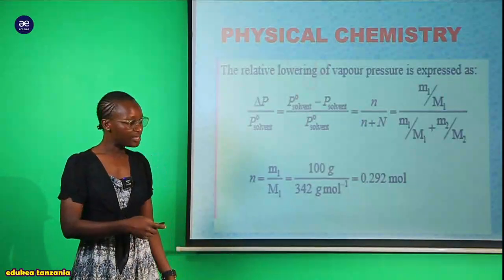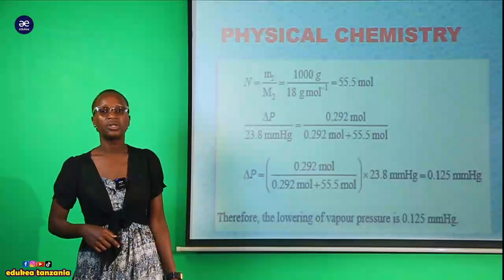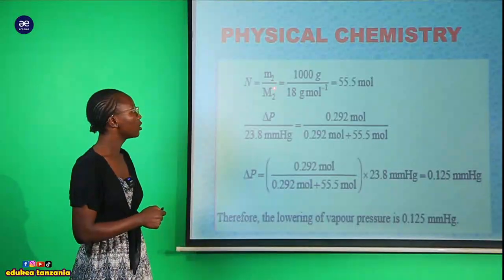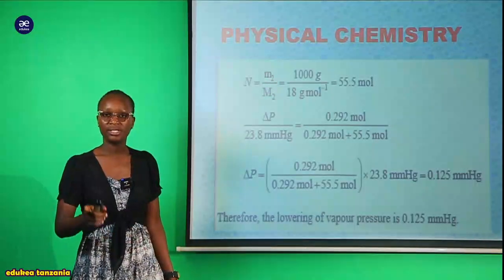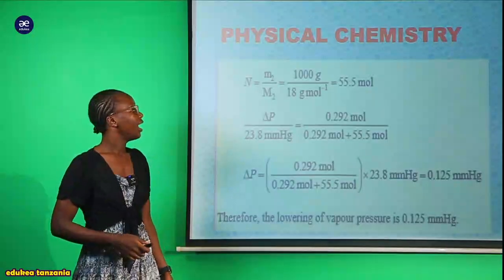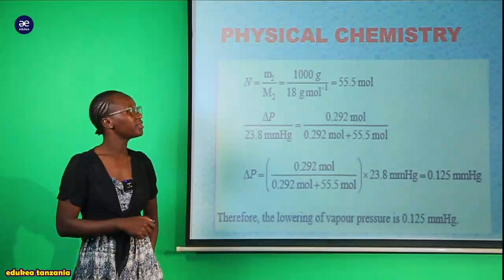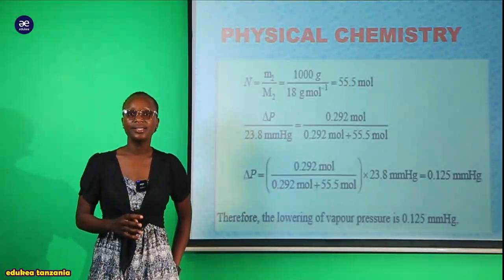So baada ya kupata number of mole, simply tunaenda kutafuta this capital letter N ambayo ni number of mole of solvent, which will be equal to mass 2 over molar mass 2. So simply mass 2 tulipewa ni 1000 gram and the molar mass ni 18 gram per mole. Ukigawanya hapa simply utapata ni 55.5 moles. Therefore tushapata hizi values zetu.